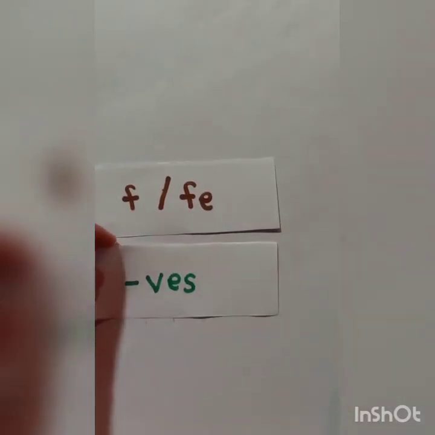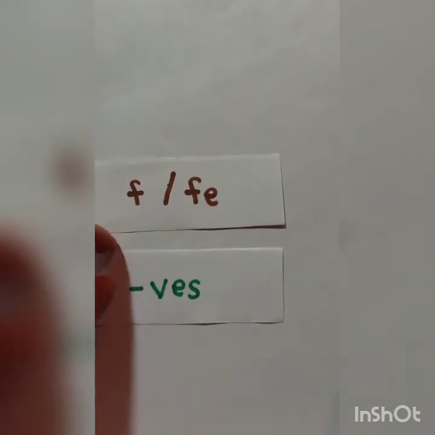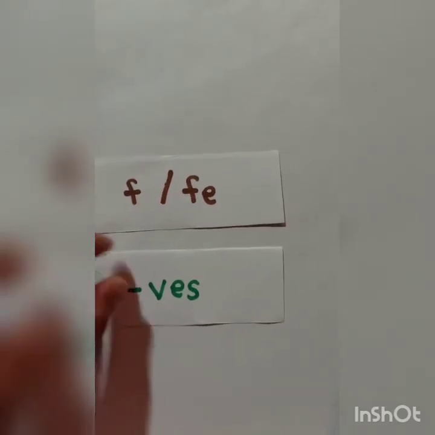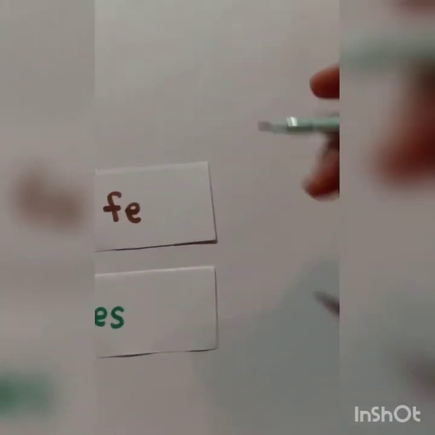Right, the next one, if the nouns end in f or fe, we just have to change the ending to ves. Right, for example, the word calf. So I write it here, calf. So it ends with f. So we have to change f into v, and then we add es at the end. So it becomes calves.